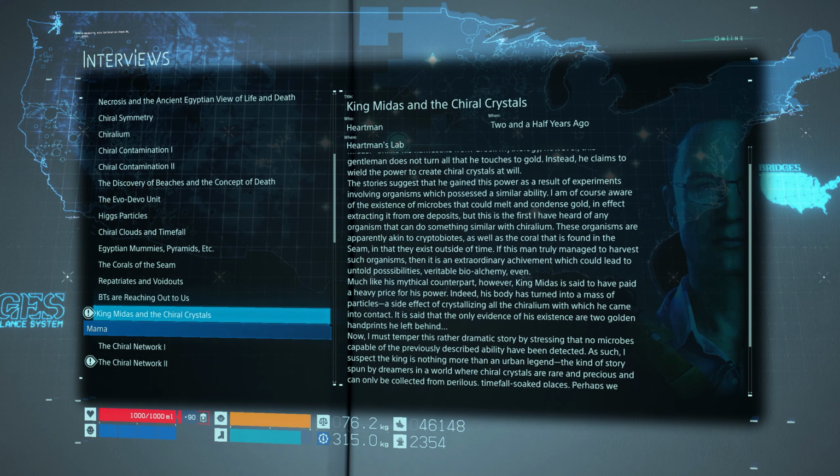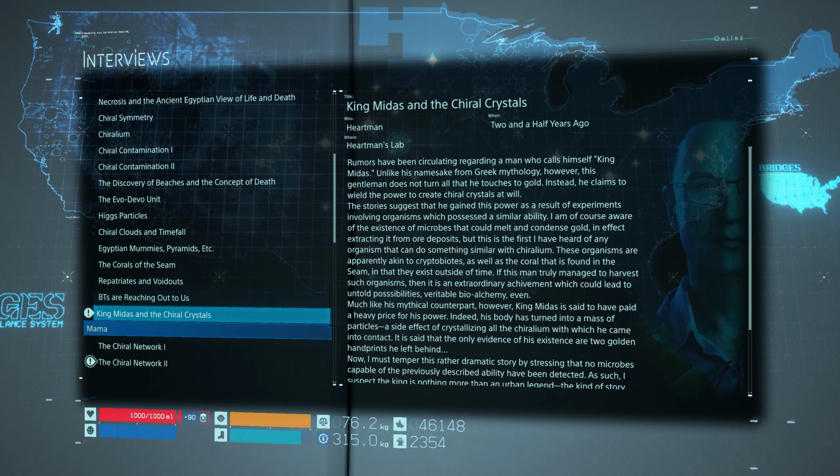Alright. Another long one, okay. King Midas and the Chiral Crystals. Rumors have been circulating regarding a man who calls himself King Midas. Okay, this is a person. I might meet King Midas at some point. Unlike his namesake from Greek mythology, however, this gentleman does not turn all that he touches into gold.